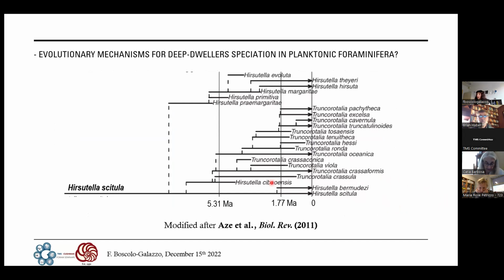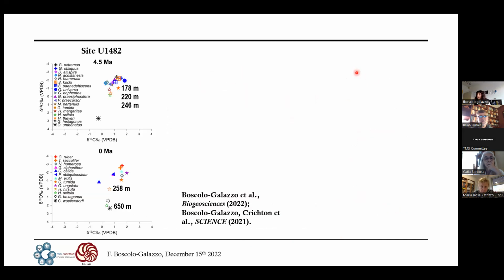So this is the phylogeny of Hayes et al. 2011. This is the late Miocene, the Pliocene, and the Pleistocene. And as you can see, by the late Miocene, Hirsutella scitula gets to the tropics, starts to sink down the water column, and also it starts to speciate. And we have all these new Hirsutella species branching off. So what's going on here? Let's have a look at our stable isotope data again to see if we can find some hint.